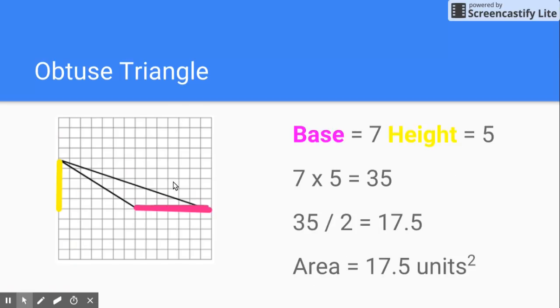In this case, my base, if I count it, is 7. The height is 5. I'm going to do the same thing. Multiply that base and that height, divide it by 2, and I get my area of 17 and 5/10 units squared.